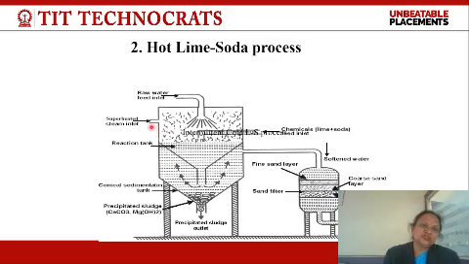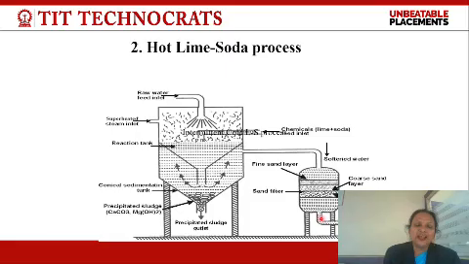This apparatus has three inlets: one for superheated steam, second for raw water, and third for chemicals. This container also has two outlets: one for sludge and the second for filtered and softened water. Now we will discuss the process of this instrument. The hot lime soda process performs the reaction at hot condition.